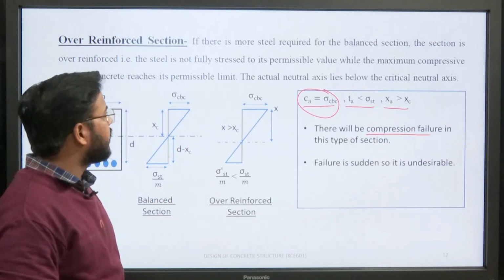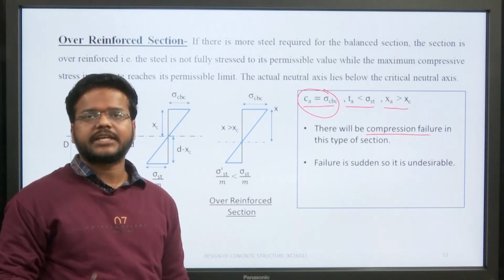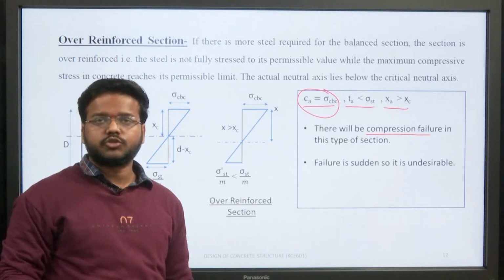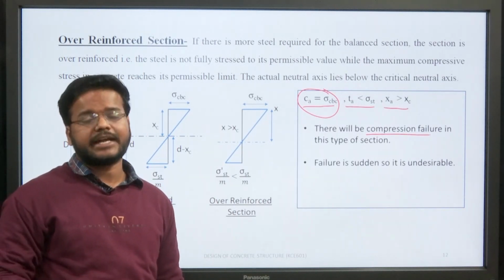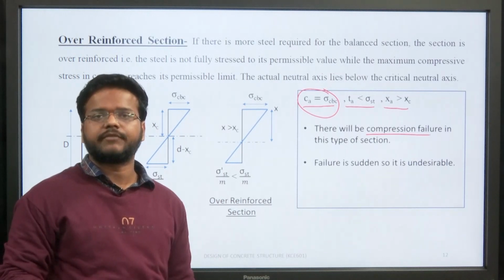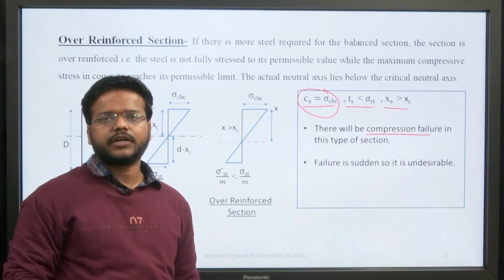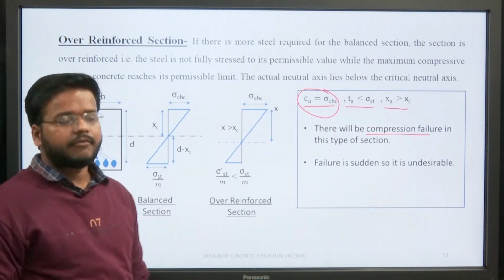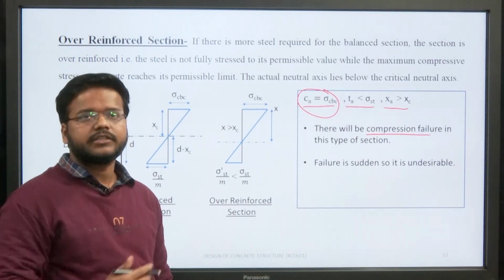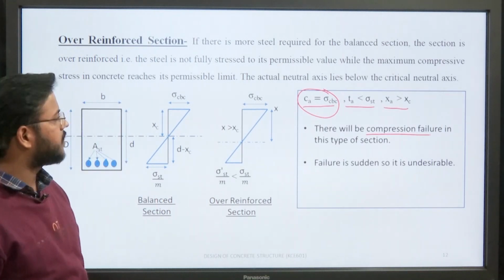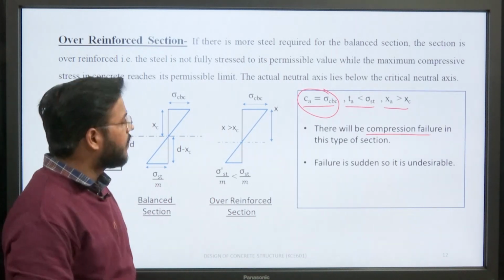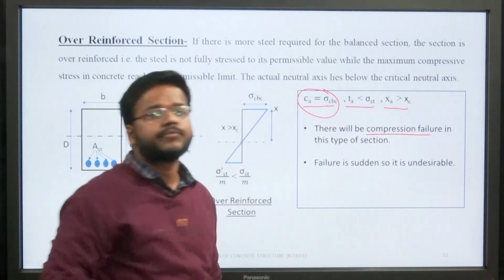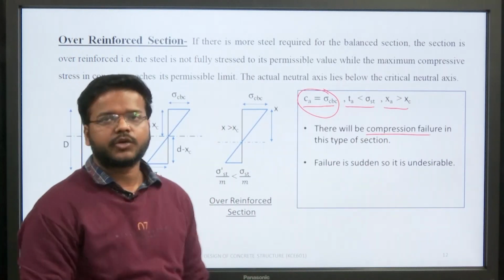We generally try to avoid designing this type of section, because if it fails, the concrete fails first and it will be dangerous for the people living under that concrete structure. That's why we try to avoid designing over reinforced sections. So how do we recognize an over reinforced section? When the position of neutral axis exceeds the value of the critical neutral axis.